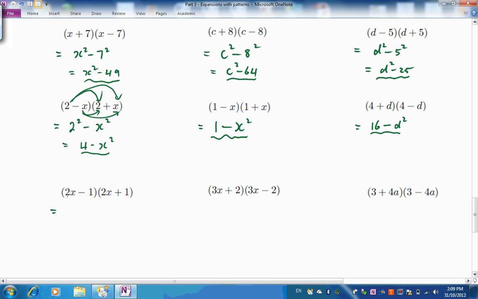Bit different here. We've got to square the first one, so let's check that out and do that carefully. That's 2x all squared, take 1 squared, which is just 1. 2x all squared is 4x squared, take 1. And over here now, first term squared is 3x all squared minus second term squared, 2 squared. When you square 3x, it's 3x times 3x, which would be 9x squared.